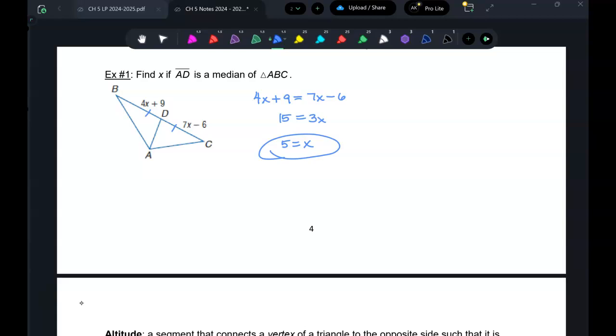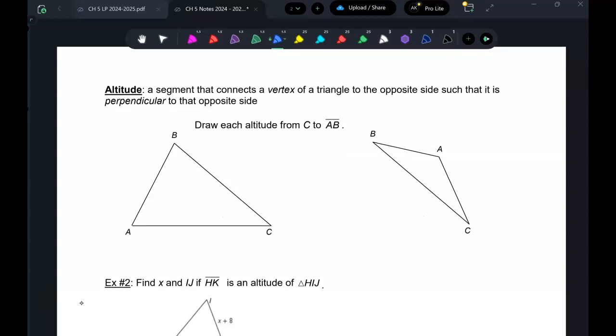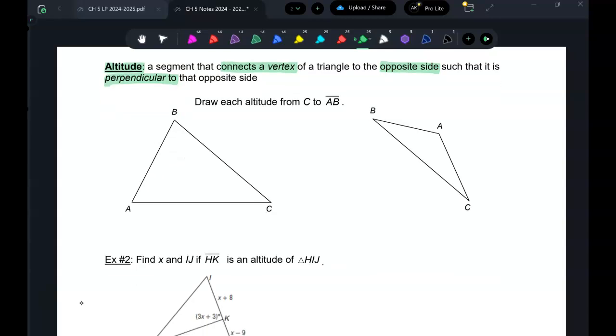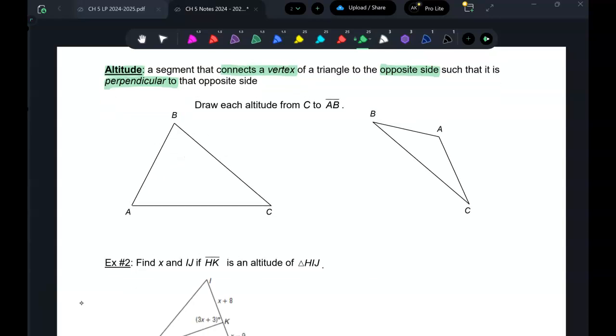Okay, last segment. So there's 4 total. Altitude. With altitude, we think of height. The altitude connects the vertex, and it is going to be perpendicular to the opposite side. When you do the area of a triangle, remember way back when, you would always have to make sure the height and the base are perpendicular to each other. So if I want to draw the altitude, I want to draw it from C to AB.